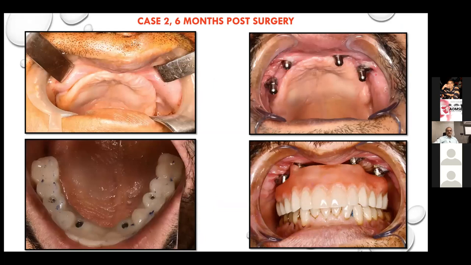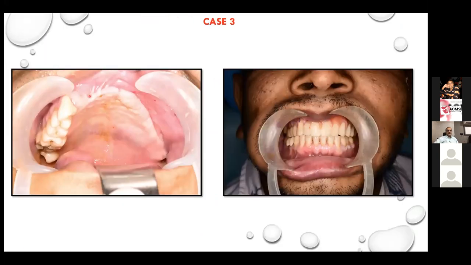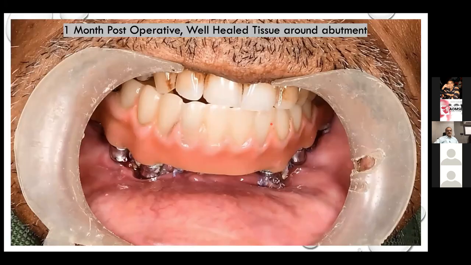Again, good healing around the implant stud. There's good space above the prosthetic for self-cleaning and intact palatal mucosa. This is a unilateral case, and this is a mandible case.